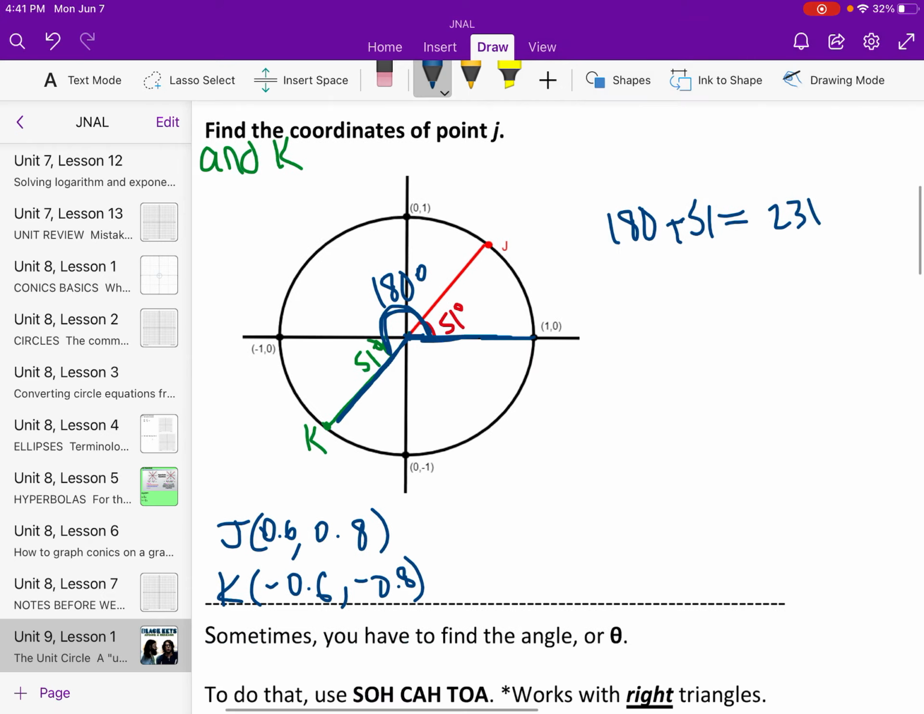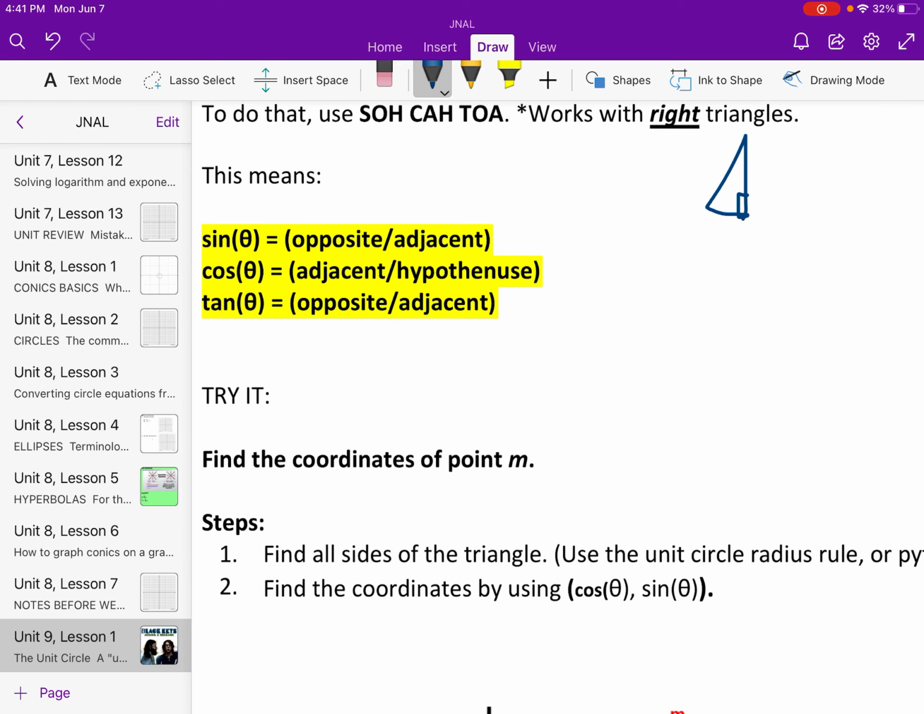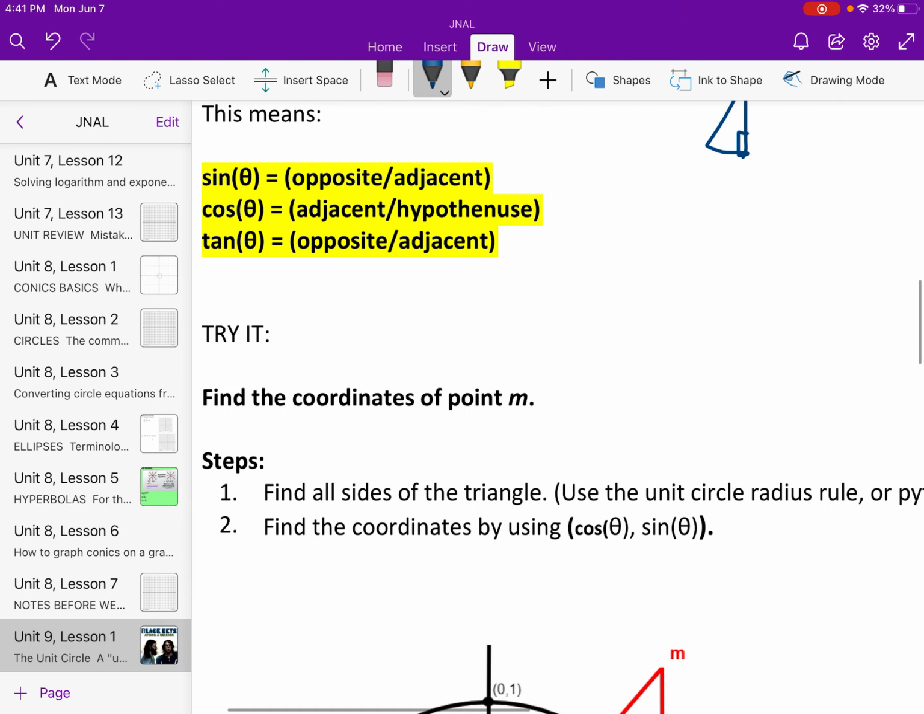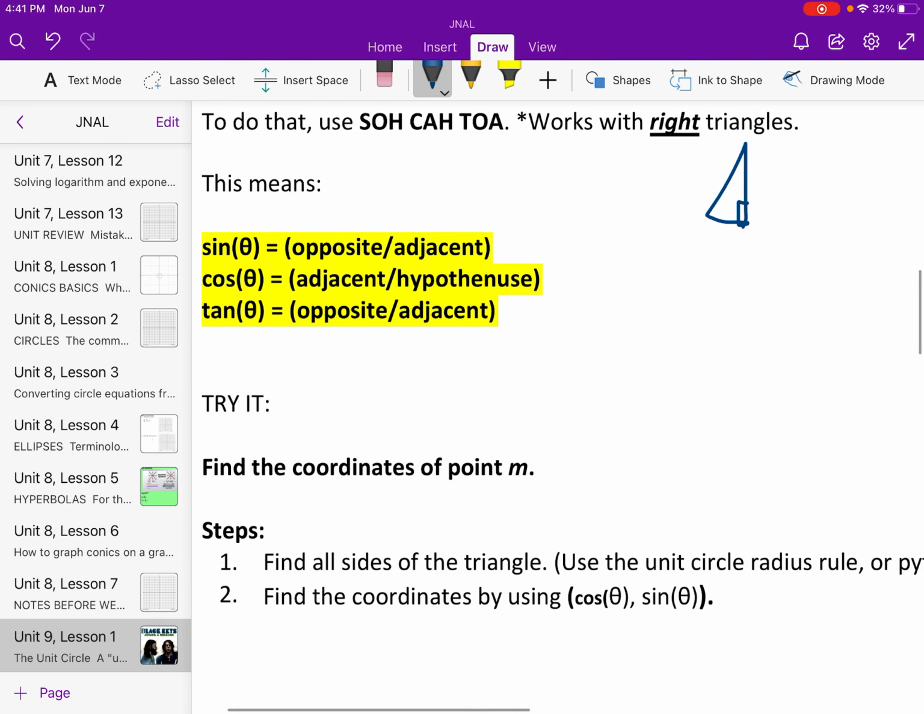Remember, it only works with right triangles, which you might be thinking, oh, I thought this was about circles. Well, we'll see how you can make a triangle out of a circle. But a right triangle, remember, has a 90-degree angle. And what does the SOHCAHTOA thing mean? It just means that the sine of an angle is opposite over hypotenuse. Cosine is adjacent over hypotenuse, and tangent is opposite over adjacent.